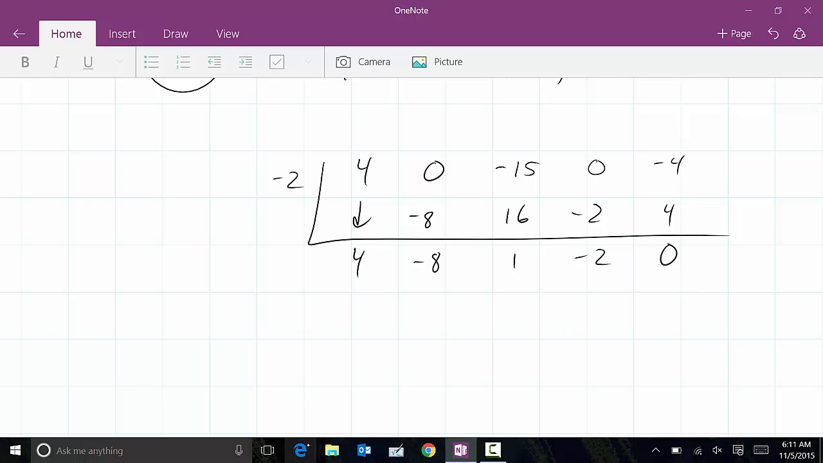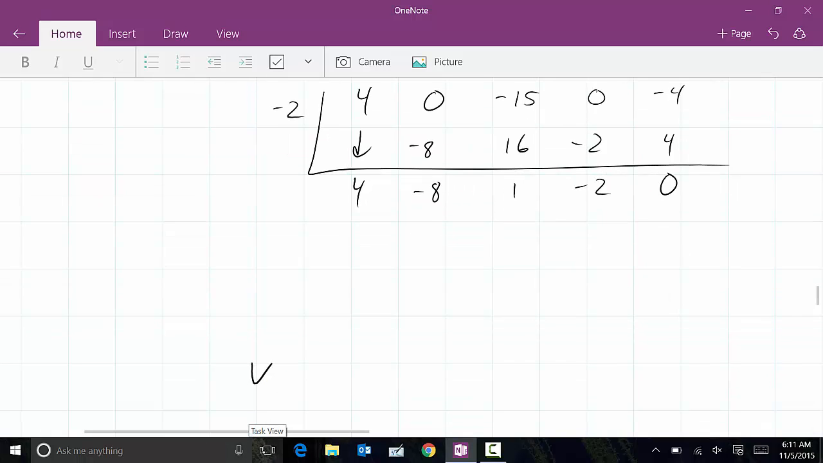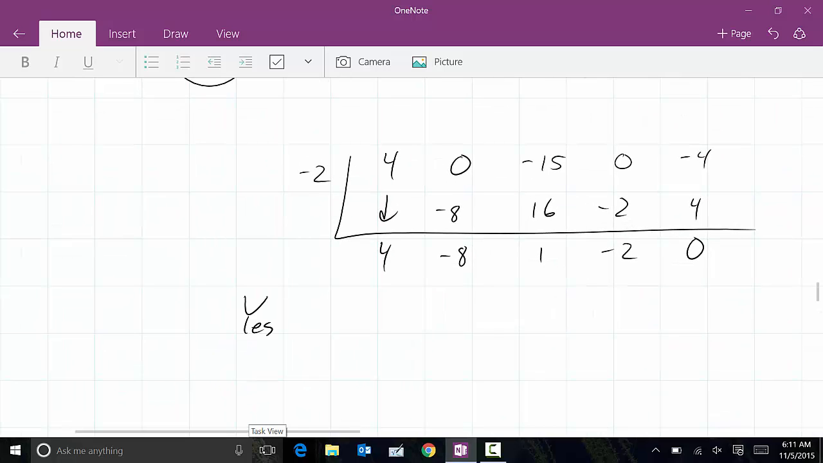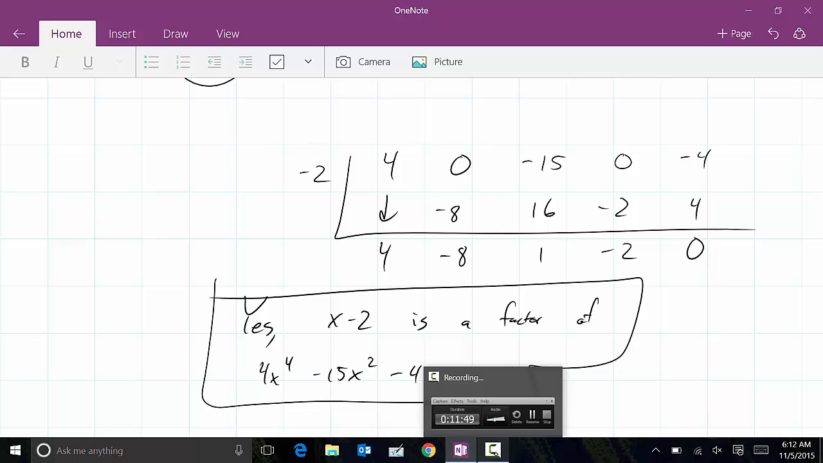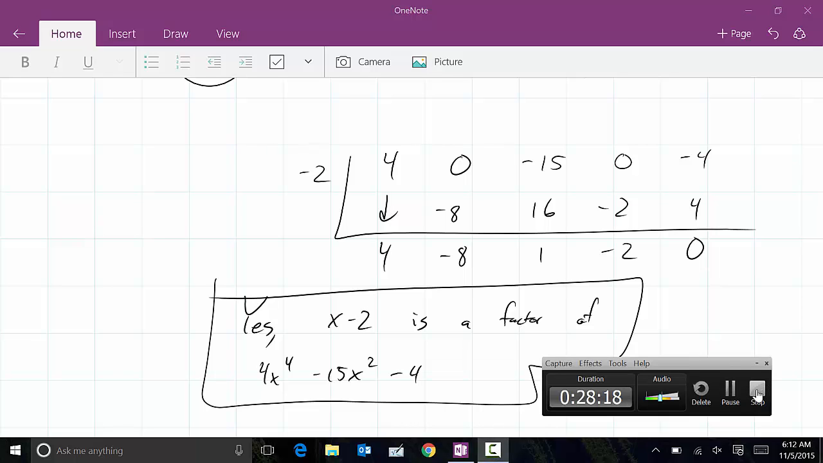Since we get a remainder of 0, the answer is yes. X minus 2 is a factor of 4x to the power 4 plus 0x cubed minus 15x squared plus 0x minus 4. Yeah, so that was the original. So you can easily determine if it's a factor. I hope this video is helpful to kind of refresh synthetic division. So there you go.